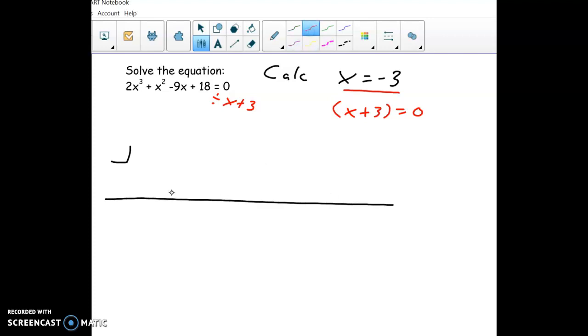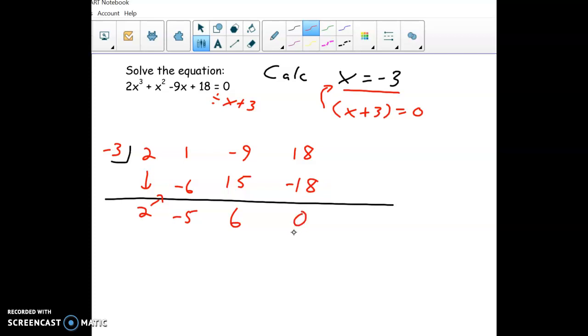And this is where it gets a little confusing, but you put in the window. Remember, I always said put in the window the solution. So our factor is x plus 3, but our solution is negative 3. So we write that in the window, write our coefficients, 2, 1, negative 9, positive 18. Okay, do our synthetic division. So drop the 2, multiply with the window, negative 6, add these together, multiply with the window, add these together, multiply with the window, 6 times negative 3, add, and we get 0.